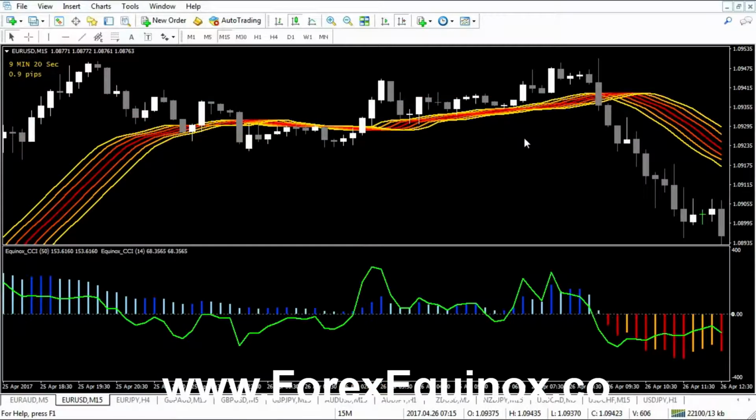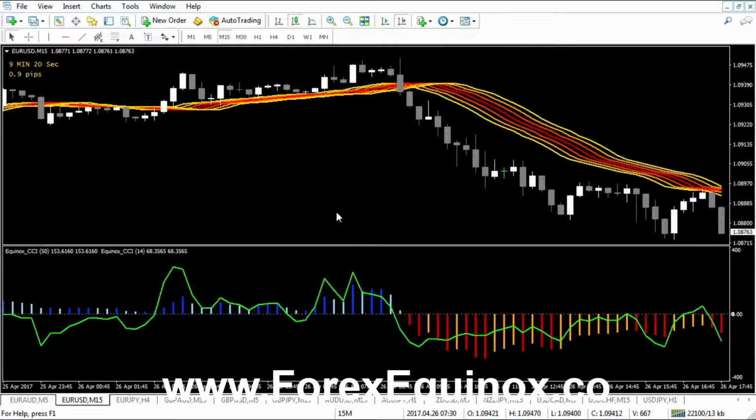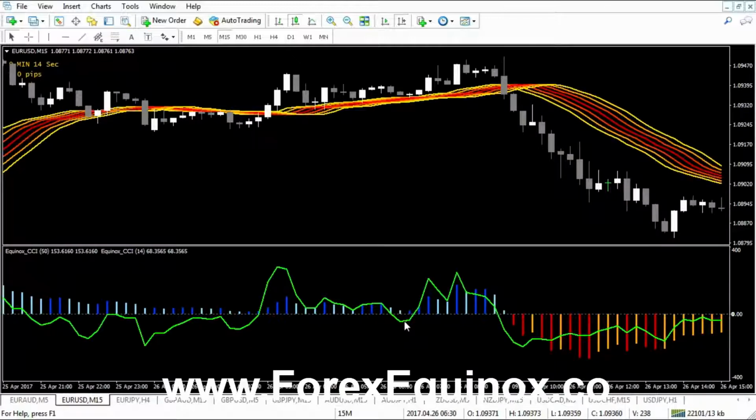And we have yet another one. We've got an opportunity here. The signal line drops below the zero line. And then on this candle here, it pops back up. Not on this one, but on this one.